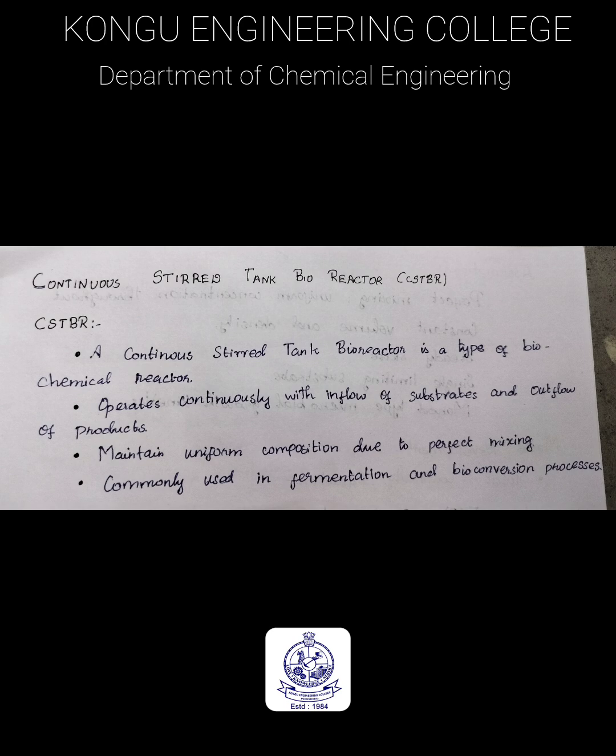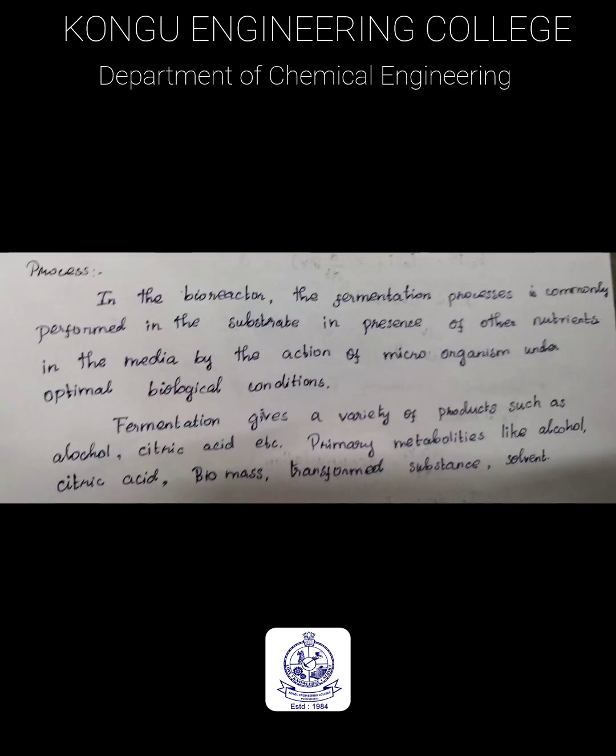Process. In a CSTBR, the working volume is kept constant. Nutrients are continuously introduced into the reactor and products along with microbial cells are continuously removed. The reactor contents are uniformly mixed using mechanical stirrers to achieve homogeneity in terms of concentration, temperature, and other operating parameters. This setup enables a steady state condition to be achieved where the microbial growth rate matches the dilution rate.